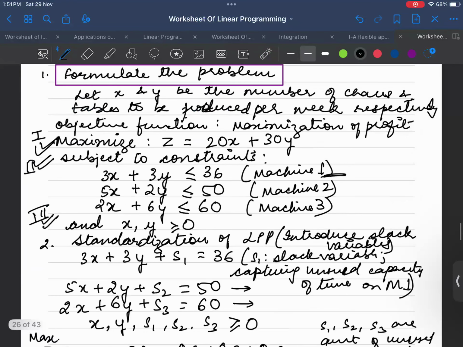Now, third part. Third is set up initial basic feasible solution. I'm explaining the concepts before we come to the table of the simplex. Right.